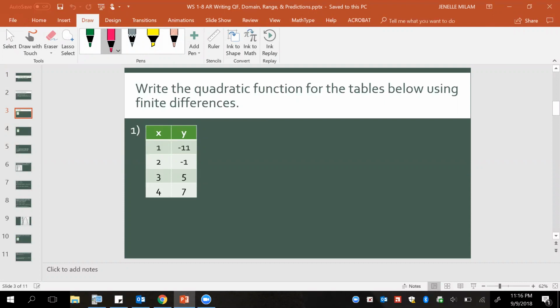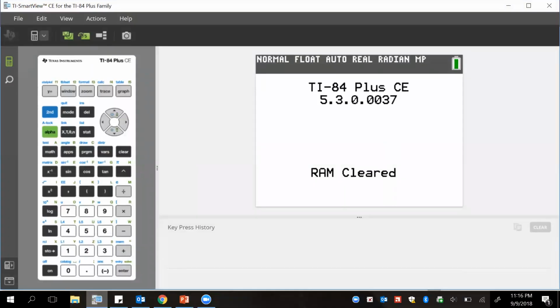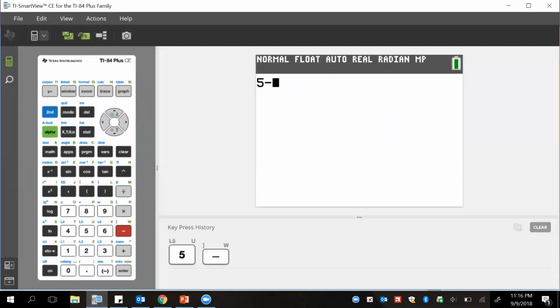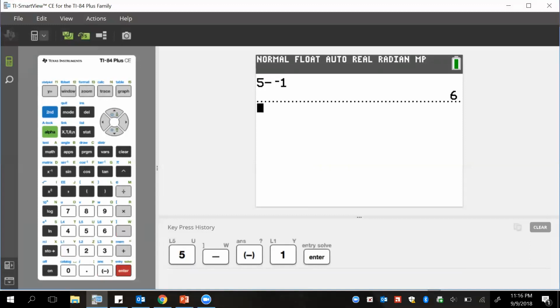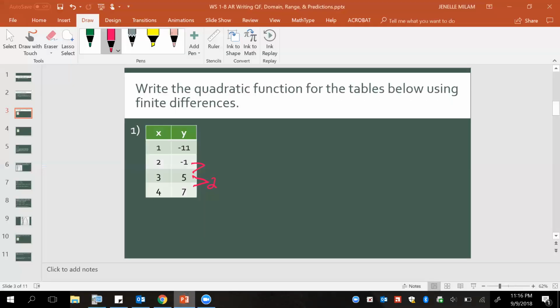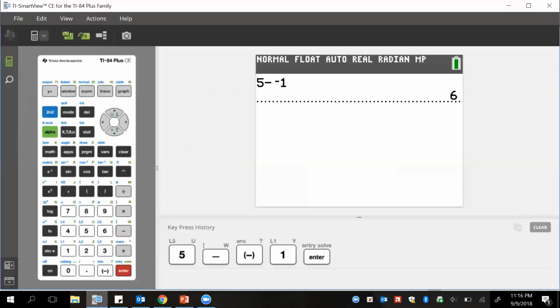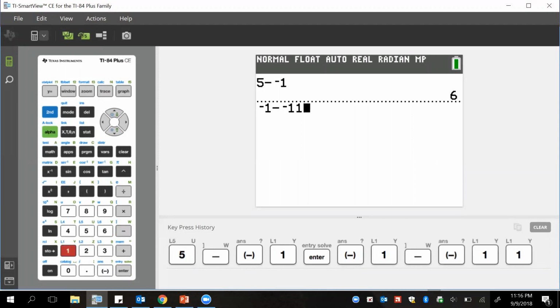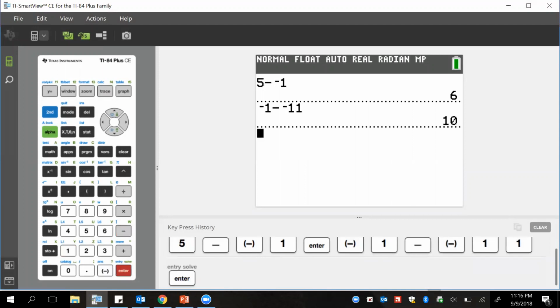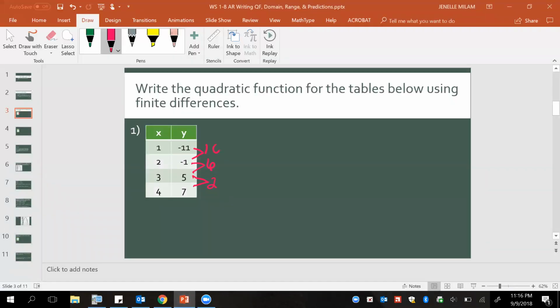So notice our x's are all the same. I'm going to start from the bottom. 7 minus 5 is 2. 5 minus negative 1. So this is where I really want to make sure y'all are knowing how to plug this in. So you're going to do 5 minus negative 1, enter, and you get 6. So on here we're going to put 6. Again, bottom minus top. So negative 1 minus negative 11, enter, and you get 10. So none of these are the same.